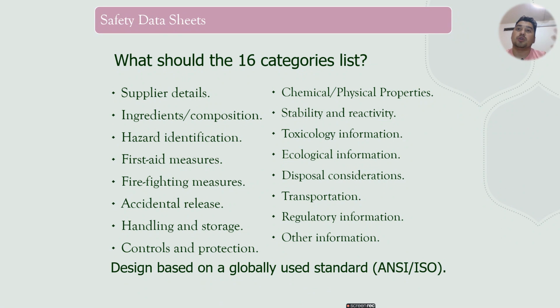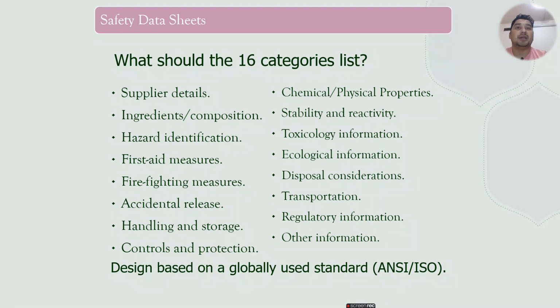If there is any accident or incident, what first aid measures do you require? If there is any fire incident, what measures do you need to take? If there is any accidental release, what do you need to do? How you have to handle and store? Exposure control and protection: how you will control that chemical and how you will protect. Chemical and physical properties of that particular substance.